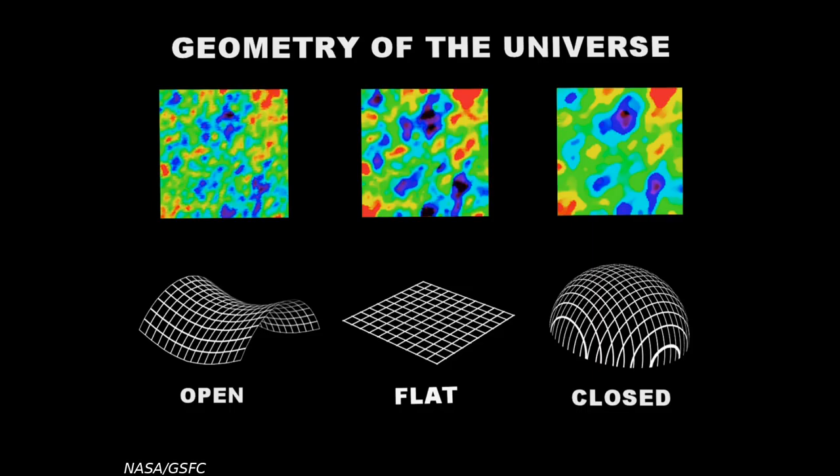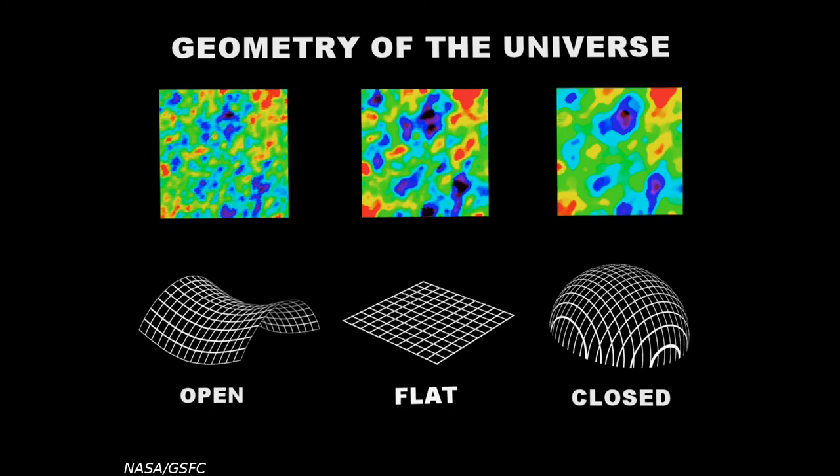So you can see how the shape of the universe, and so omega, changes the appearance of the cosmic microwave background. Small scale size for open, medium scale size for flat, and a large scale size for closed, okay, for omega greater than 1.